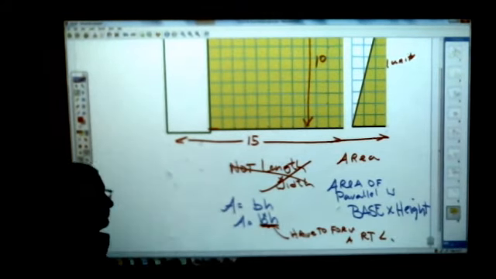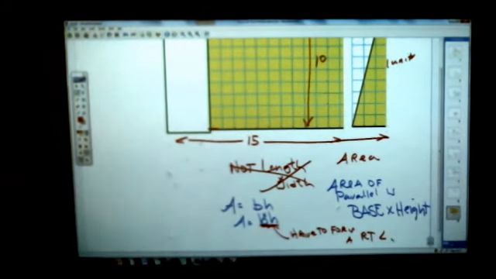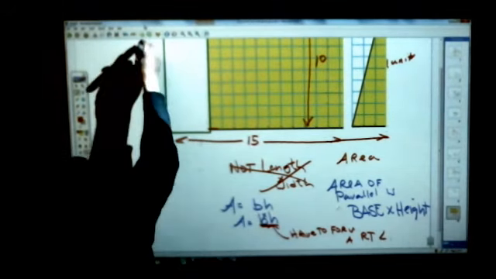They have to form a right angle with each other. Anytime in math, you're asked to find the base times the height, those two lines have to form the right angle.